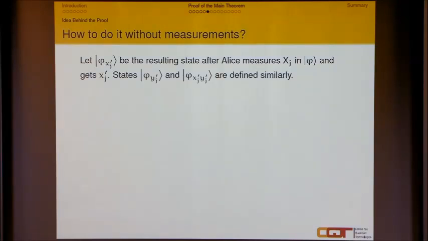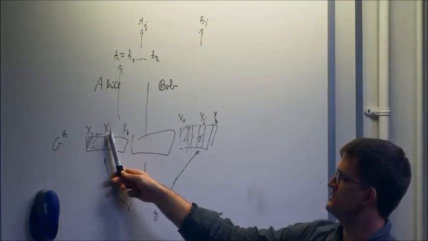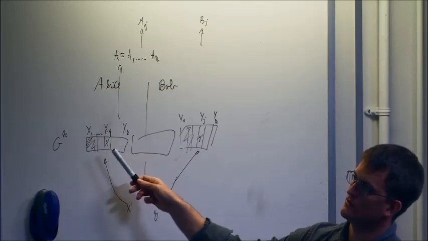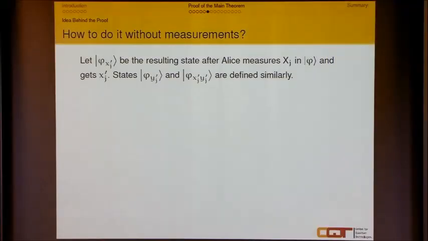I have one slide on how to do it without measurement, but some of this material has already been in the previous talk. As a notation, let's denote phi xj prime to be the state when Alice measures register xj and gets outcome small xj prime. Basically, the state phi conditioned on register xj being small xj prime. Similarly, we define phi yj prime and phi xj yj prime.